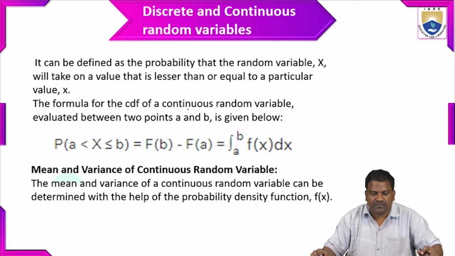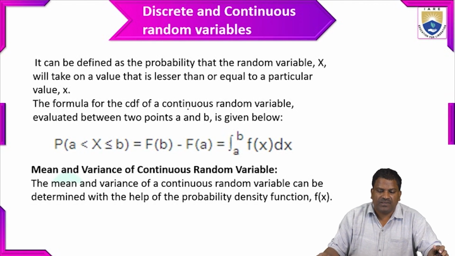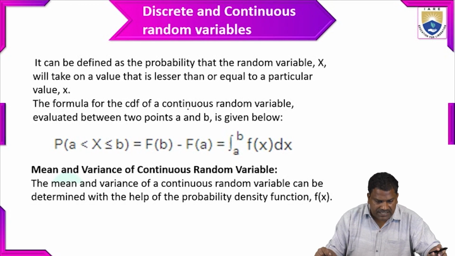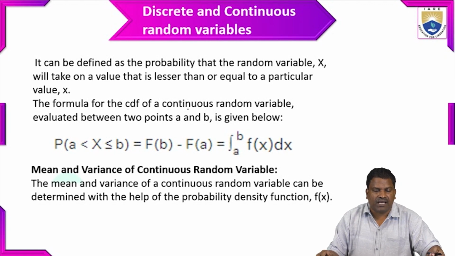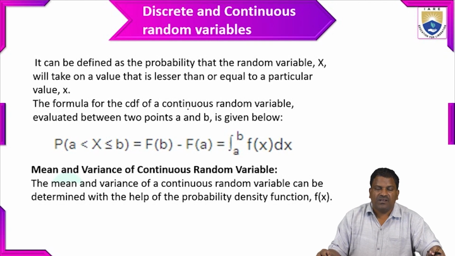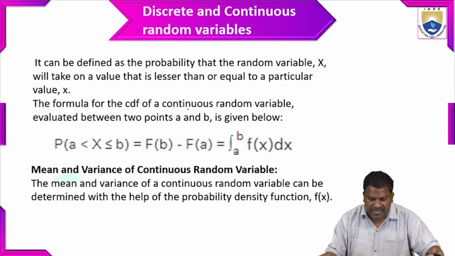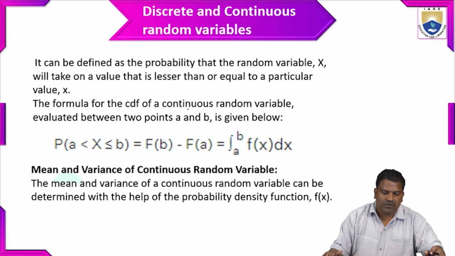So, it can be defined as the probability that the random variable x will take on a value that is lesser than or equal to a particular value x. The formula for the CDF of a continuous random variable evaluated between 2 points A and B is given below.